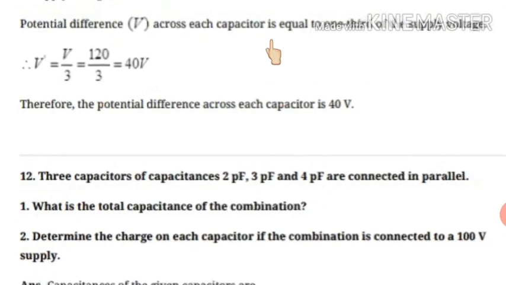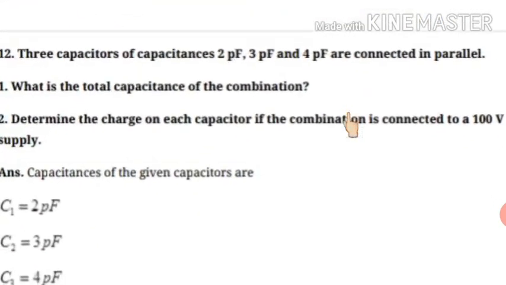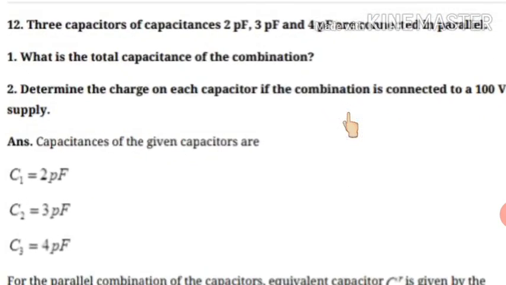The potential difference across each capacitor will be 1/3 of the supply voltage, because it will be divided into 3 parts. As 3 capacitors are there, it will be divided by 3. So it will be how much? 120 by 3, and 120 by 3 will give you 40 volt. So the potential difference across each capacitor will be 40 volt. So I think this is clear. Now next question we have.